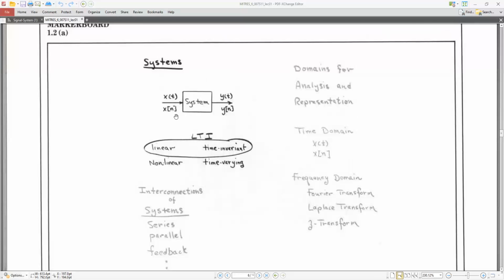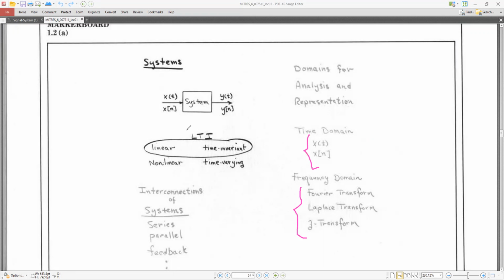Now see, that is the system. Input is x(t) or x[n], output is y(t) or y[n]. T means time domain, n is the number. Domains for analysis and representation: in the time domain, x(t) or x[n]. In the frequency domain, the Fourier transform, Laplace transform, and Z transform. We'll see these later also. In the time domain, only x(t) and x[n].